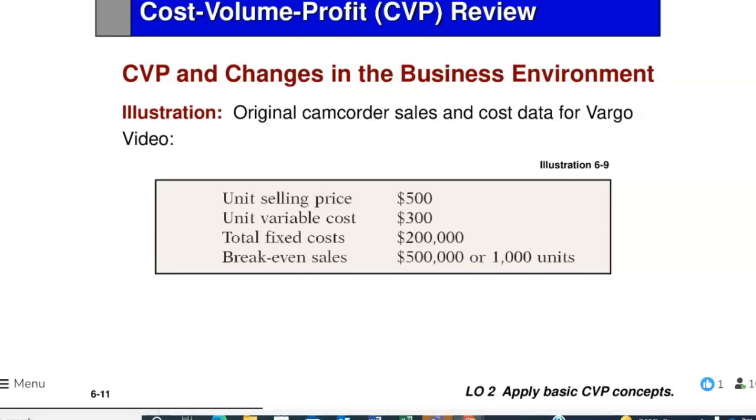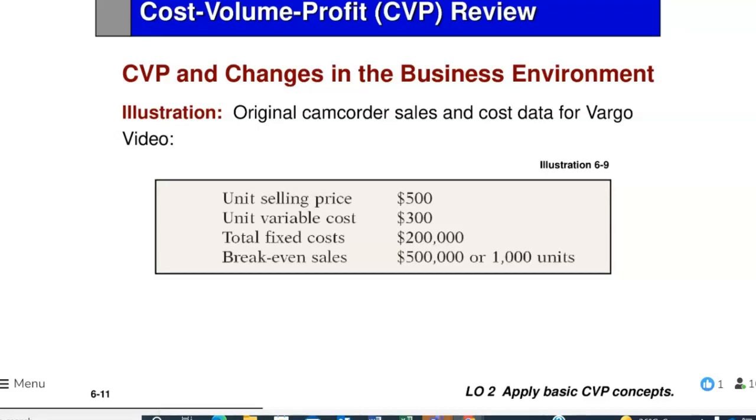All right, now that we understand how costs behave and we can predict break even and target net income, we can also create a number of different scenarios. We could say, what if I change my selling price? What if I invest in automation and replace labor? So I'm changing fixed costs and I'm changing variable costs. What effect does that have?